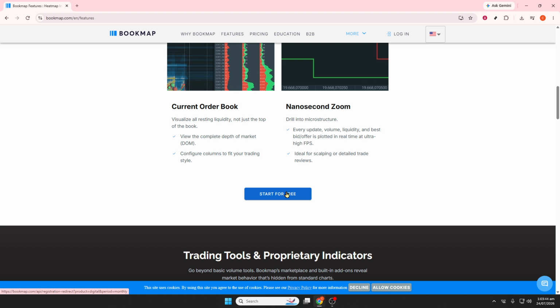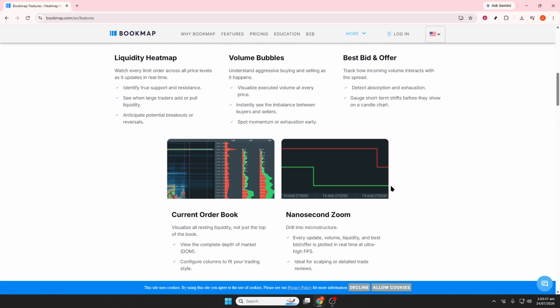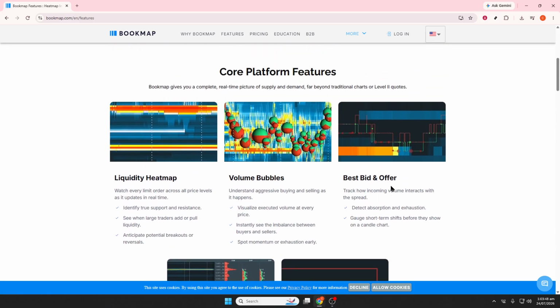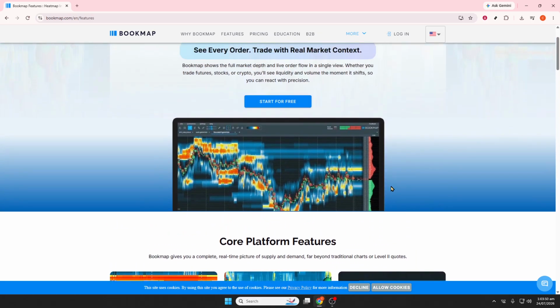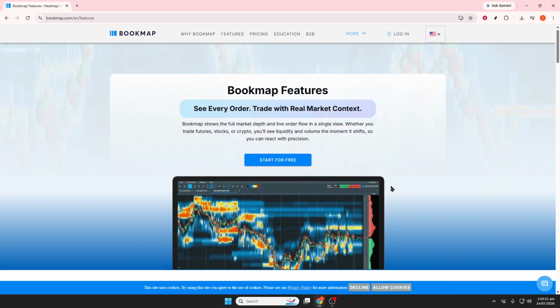To get more value from time and sales, compare it with the Heatmap and volume dots. If large trades are occurring near major liquidity levels, that can help confirm support, resistance, breakouts, or absorption. This is where the tool becomes much more useful because you are no longer looking at trades in isolation.